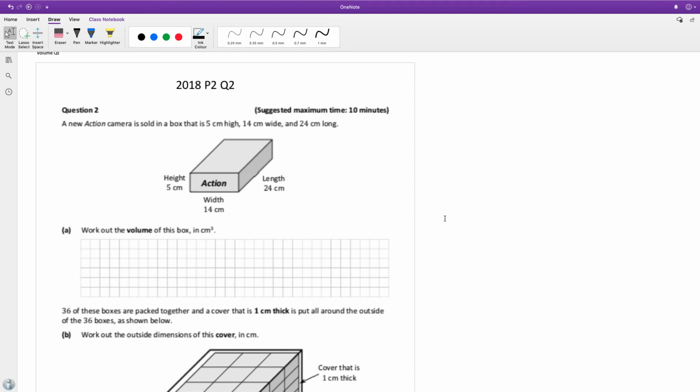Right, let's look at it. So, cubed. So it's 5 by 14 by 24. So 5 multiplied by 14 multiplied by 24 is 1,680 centimeters cubed.